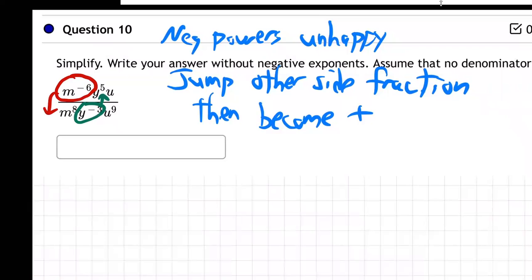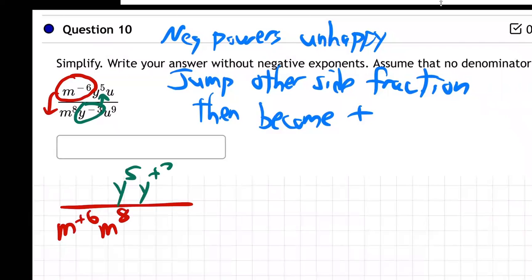So what we've got then is m to the +6 on the bottom, m to the 8. So both the m's end up on the bottom. The y's, I'll scoot it over, it doesn't really matter where it is: y to the 5th and y to the +3. And then finally the u's, we've got u over u to the 9th. Does that make sense so far? Does everybody see? So the negative powers are negative, unhappy where they're at. They want to jump to the other side. Then they're positive and they're happy.